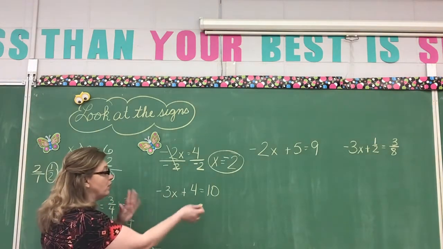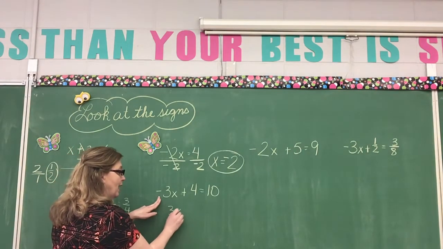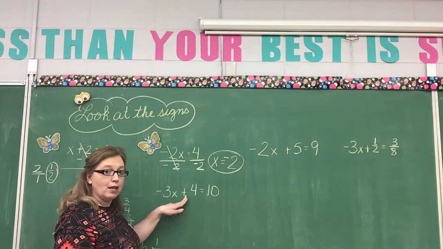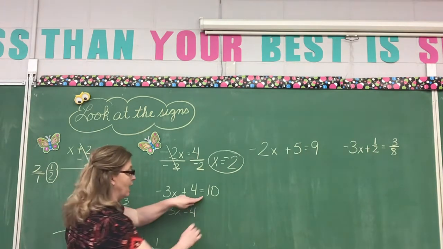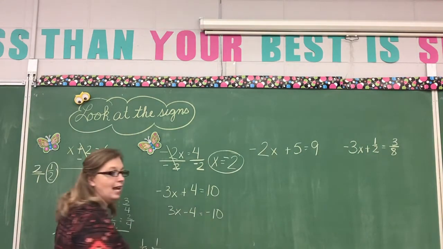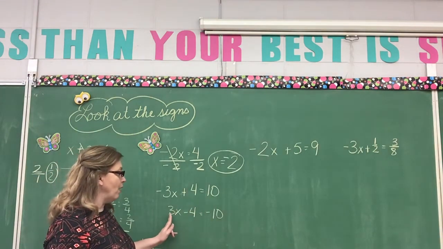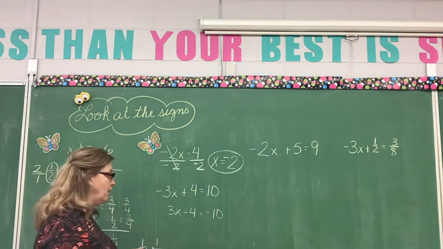So let's do that on this one. If I multiply by negative 1, this becomes 3x. If I multiply positive 4 by negative 1, it becomes a negative 4. Then I have to multiply 10 by negative 1, it becomes a negative 10. So my problem now has 3x minus 4 equals negative 10, okay?